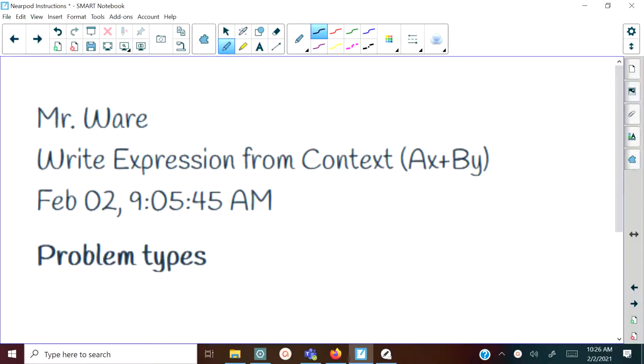And today we're looking at writing expressions from context, okay? And this time we're looking at Ax+By. Last time we were working with y=mx+b, and we were focused on the mx+b part, and how I told you to switch it around and put the b=mx and go from context. Well, this is similar to a previous linear function that we looked at before, which is Ax+By=c. But we're only looking at this part here.